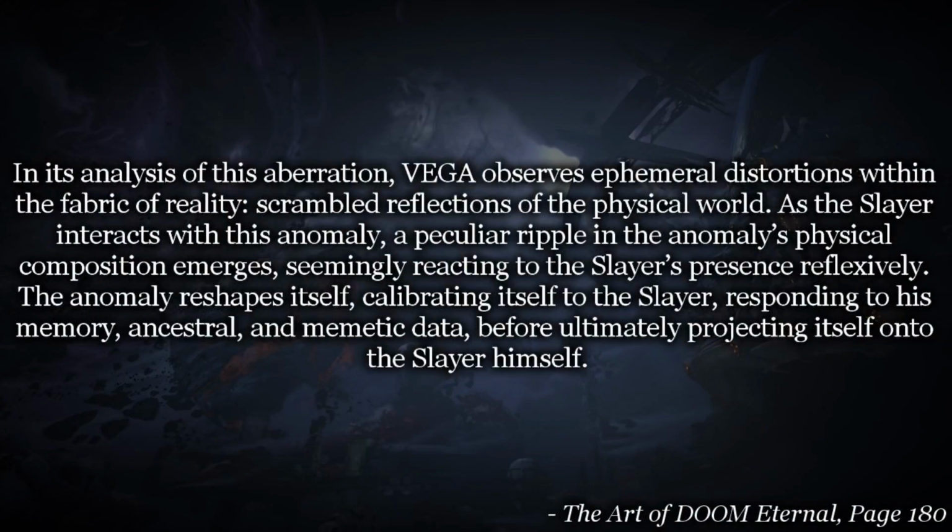In its analysis of this aberration, Vega observes ephemeral distortions within the fabric of reality, scrambled reflections of a physical world. As the Slayer interacts with this anomaly, a peculiar ripple in the anomaly's physical composition emerges, seemingly reacting to the Slayer's presence reflexively. The anomaly reshapes itself, calibrating itself to the Slayer, responding to his memory, ancestral, and mimetic data, before ultimately projecting itself onto the Slayer himself.